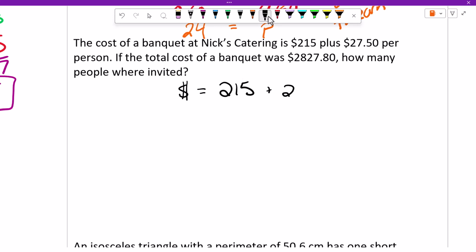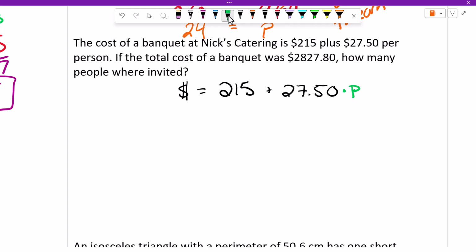So if you had one person showing up, your cost would be $215 plus $27.50. But you have to times it by every person, because this number here is going to go up, right? Depending on how many people you have at the party. So you're going to times it by 1 if it's only one person. If it's 2 people, you're going to double that. If it's 3 people, you're going to triple that. I'm going to put another letter P for number of people. P for people. Last time P stood for pizzas.